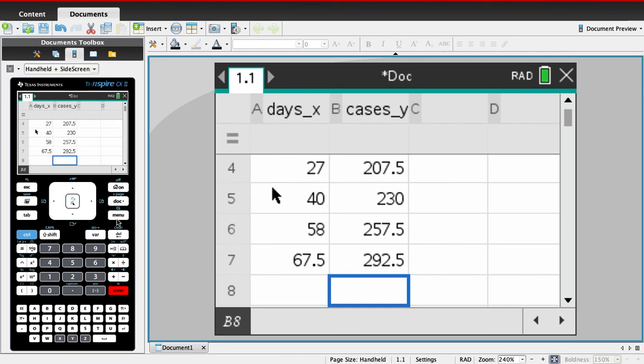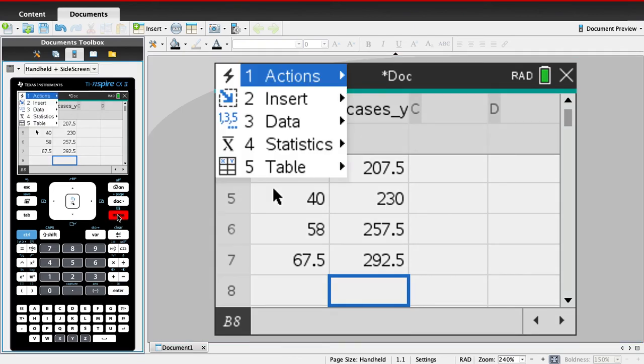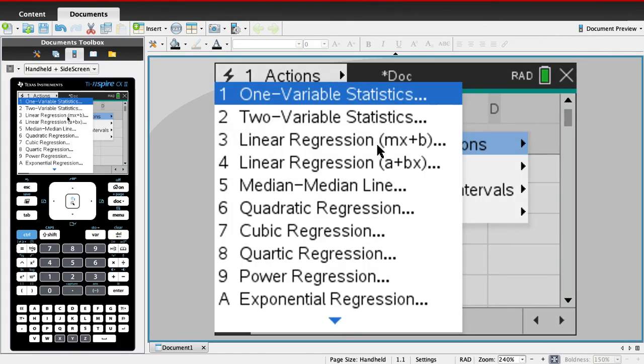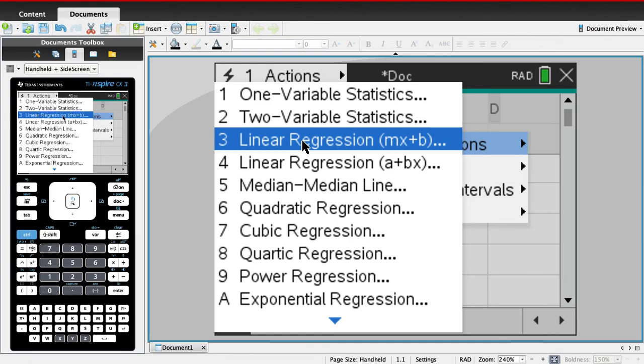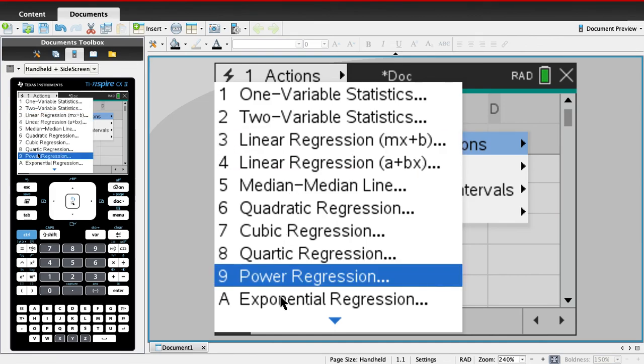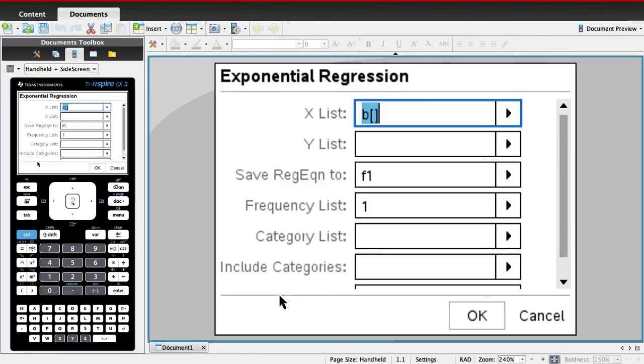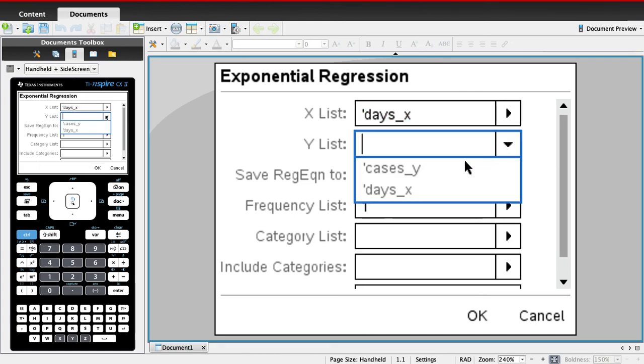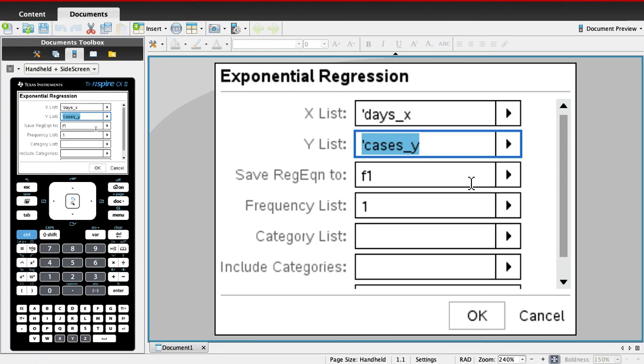Now I'm going to run a regression. Menu, statistics, stat calculations, and instead of that linear regression, we're going to run an exponential regression. I'm going to select my x values, my y values, and I'll save my equation as well. I might need this later on. This is finally a case where we'll get to use this.